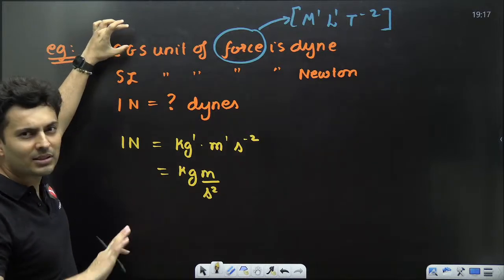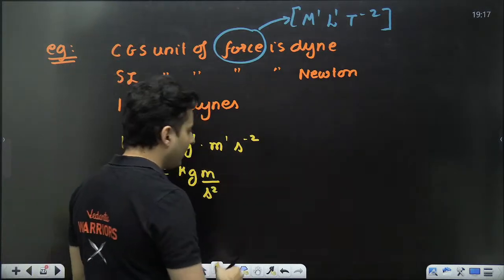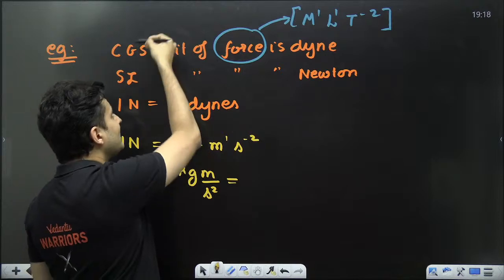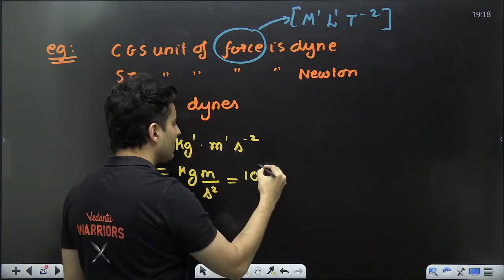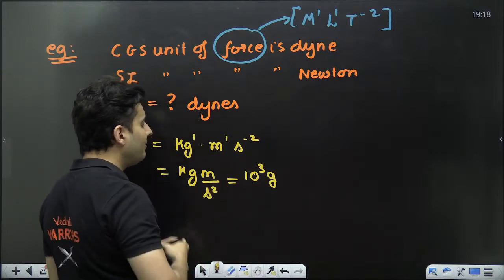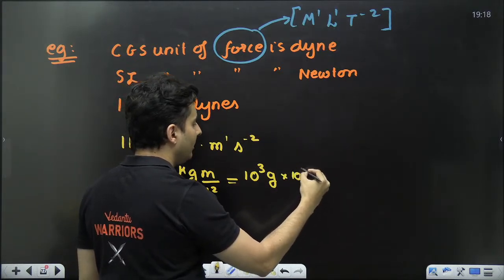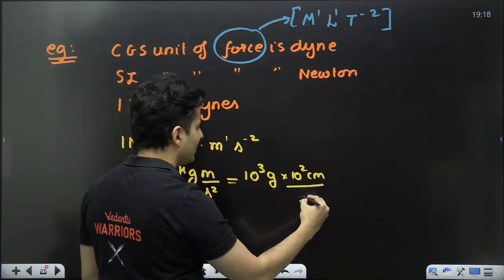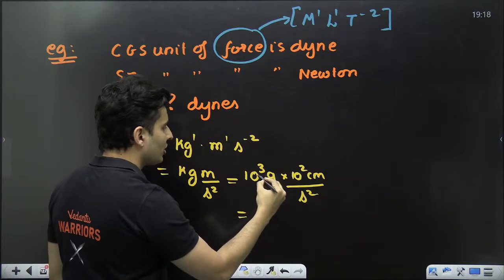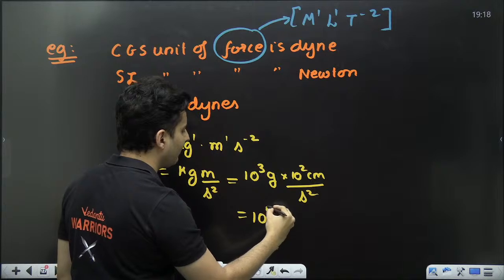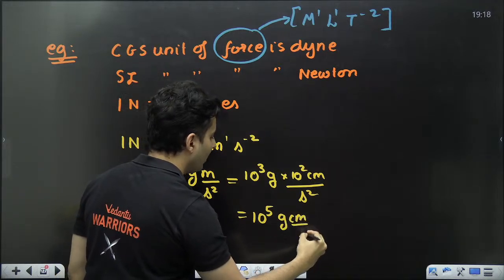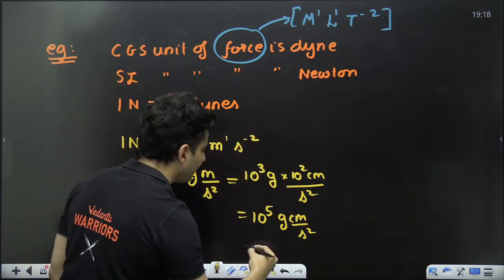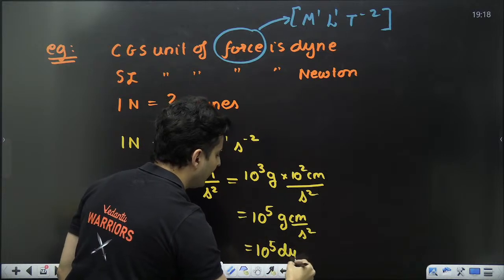Write it in CGS form. That's all. Very simple. From SI to CGS I am going. 1 kg is how many grams? It is 1000 grams. 1 meter is how many centimeters? It is 100 centimeters. 1 second and 1 second are the same, so it is just second square. So 10 to the power 3 and 10 to the power 2 will make it 10 to the power 5 gram centimeter per second square. Gram centimeter per second square is exactly dyne. So this will be 10 to the power 5 dynes.